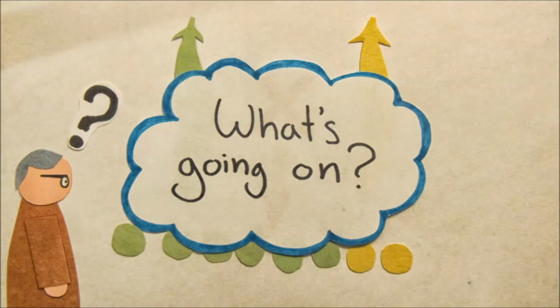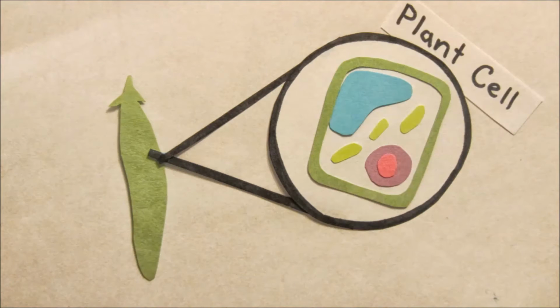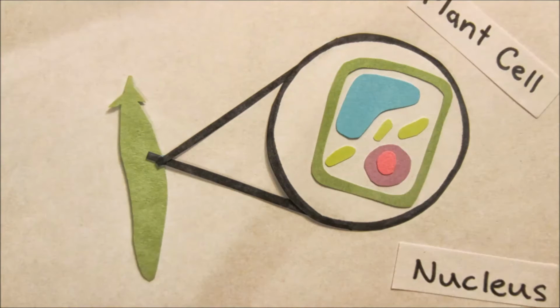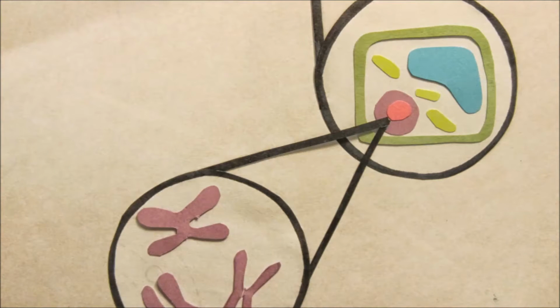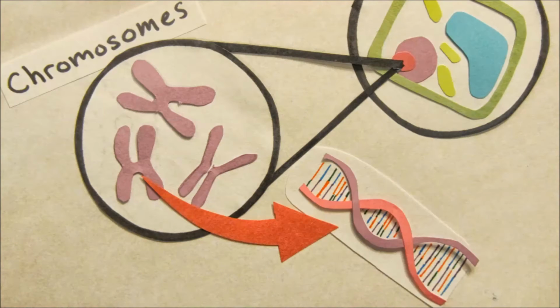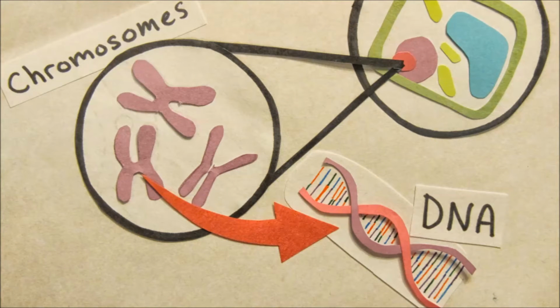What's going on? Why are there so many green peas? And why do yellow crosses stay yellow? Let's take a look inside a pea cell. That's where we'll find the nucleus. Inside of the nucleus are chromosomes. A chromosome is made up of very tightly wound DNA. DNA is made up of genes which code for everything the body does.